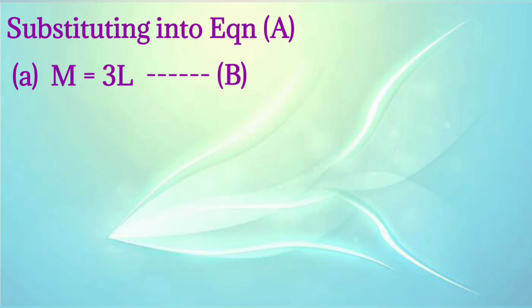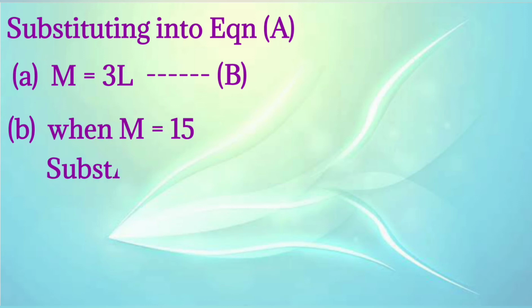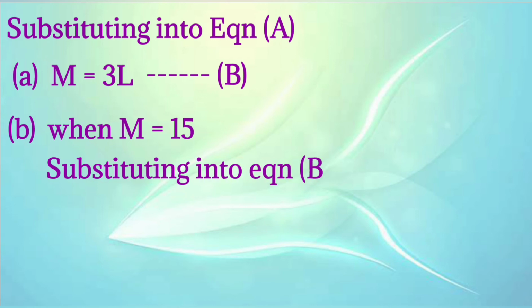Call this equation B. For part B, when m is equal to 15, replace m with 15 in equation B. So you'll have 15 is equal to 3L. To get the value of L, divide both sides by 3. So you have 15 divided by 3 is equal to L. 15 divided by 3 is 5. So L is equal to 5.